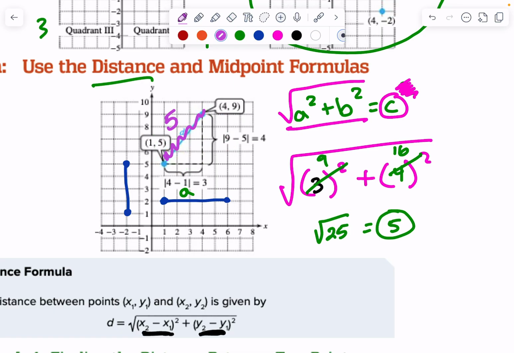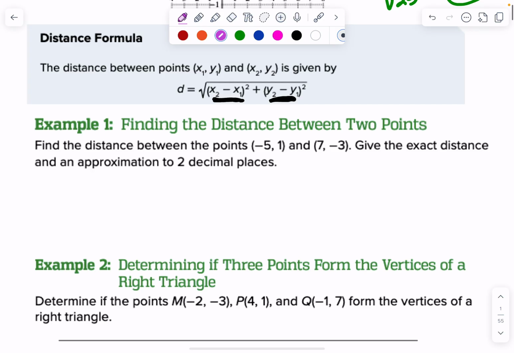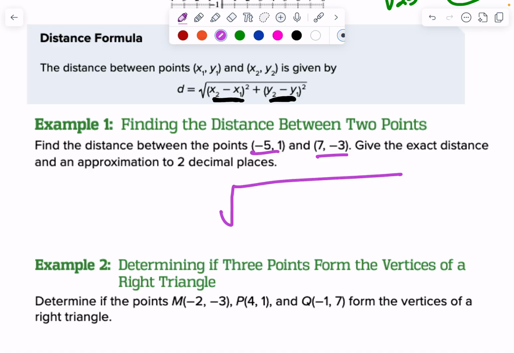Now, it will not always come out nice. In fact, most of the time it will come out as a decimal, but that's okay. All right, find the distance between these 2 points. We don't have to have them graphed. All we do is the distance formula. We're looking for a squared plus b squared equals c squared, which is the square root part, okay?